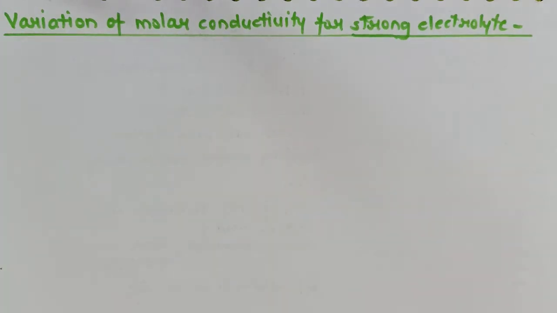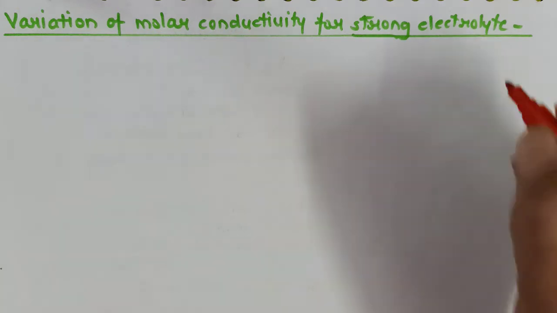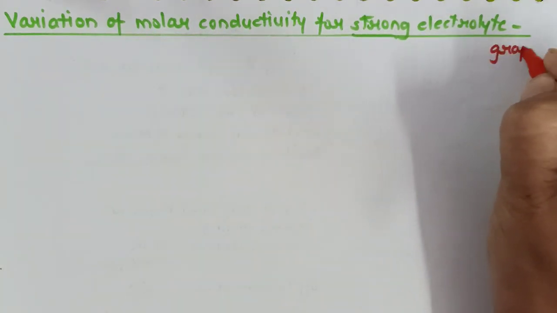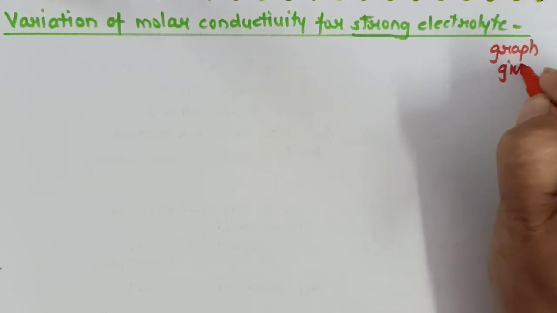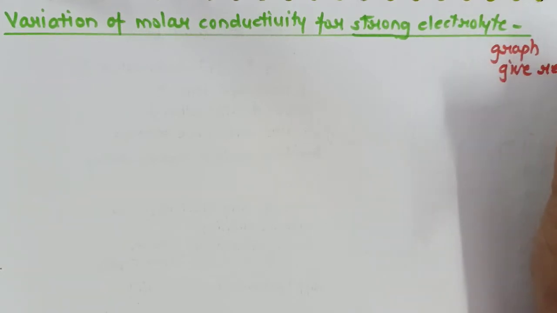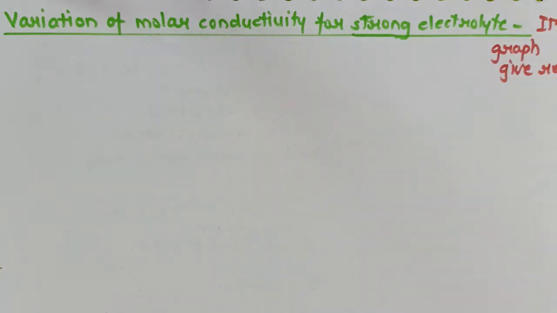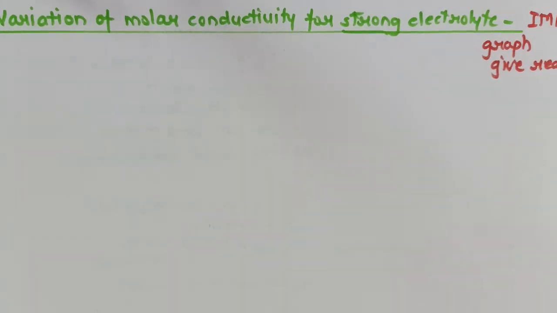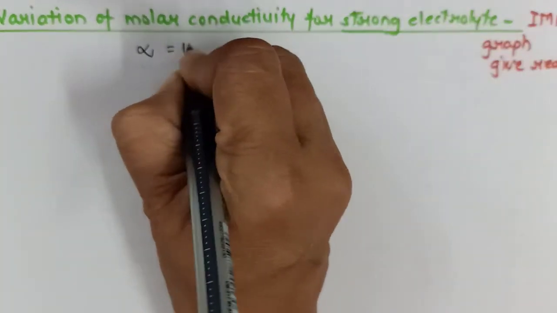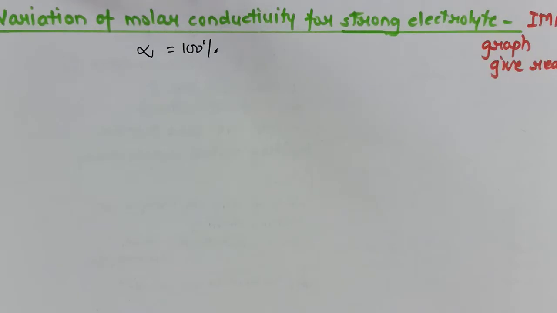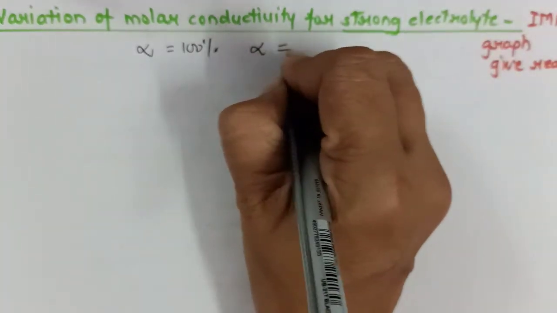So let us discuss variation of molar conductivity for strong electrolyte. Based on this topic, we have graphical based questions as well as give reason questions. I will say mark this topic as an important one. Okay. What are strong electrolytes? The ones which dissociate completely. In other words, for strong electrolytes alpha is 100%, the degree of dissociation is 100%, or I will say alpha is equal to 1.